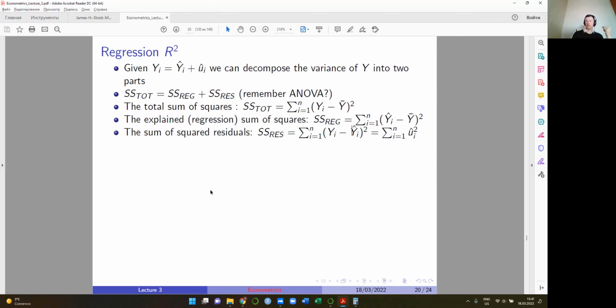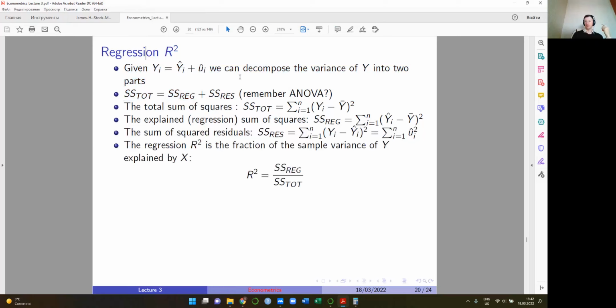Now, if you remember, in ANOVA we compare this part with this part. But instead of doing this, we calculate the measure which is called regression R squared. Regression R squared is the fraction of the explained sum of squares, or regression sum of squares, by the total sum of squares. And this is the fraction of the sample variance of y which is explained by x.